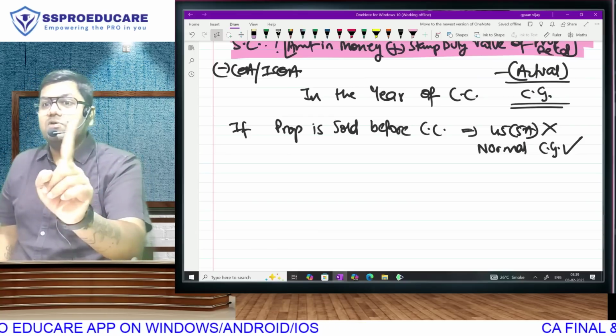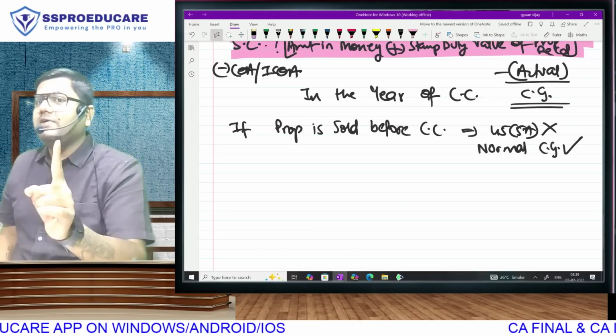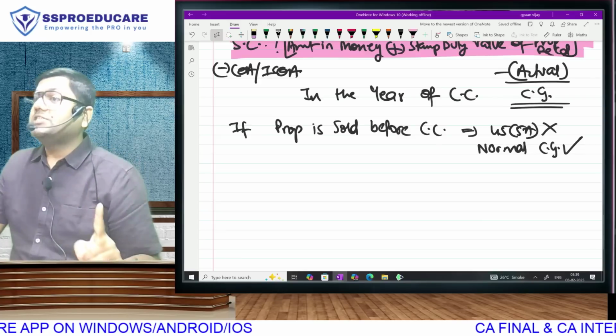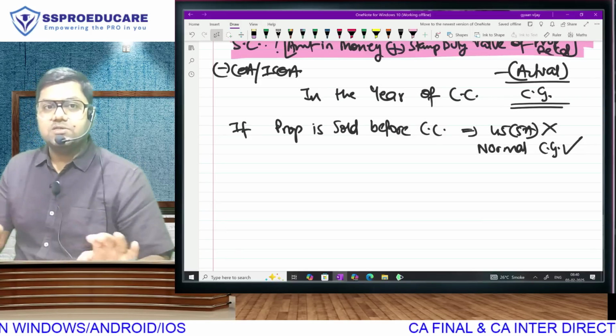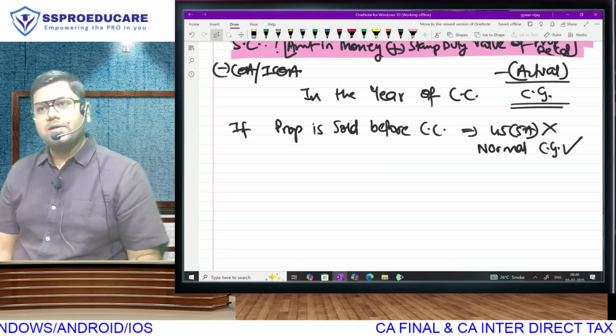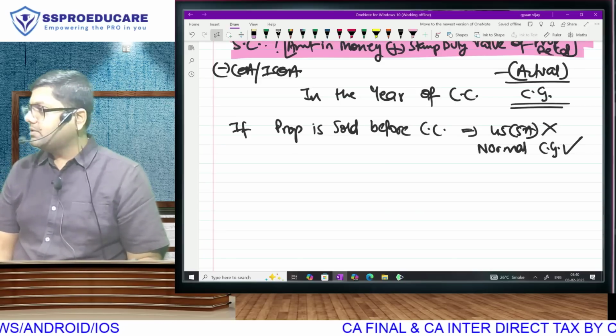Joint development agreement will not get triggered when you give your property. It will get triggered only when CC is received, and if the property is transferred before CC is received, this section is not applicable. Normal capital gain. Is that clear?